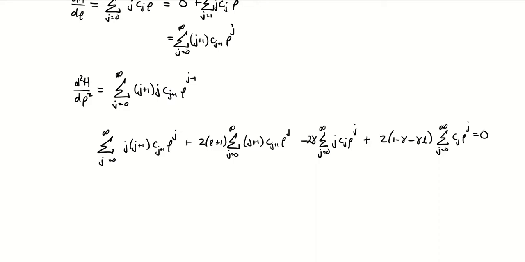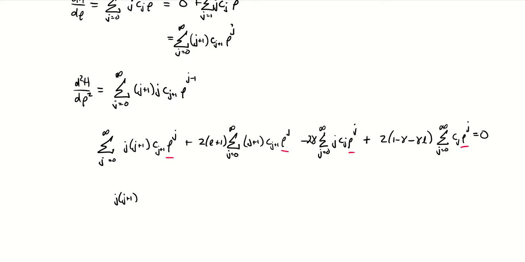So we have that lovely thing. All of these are in terms of rho to the j. For this to be true, the coefficients of all of those terms, once we factor that out, have to be 0 individually. Essentially j plus 1 plus, times c_j. Getting very sloppy here, trying to rush.